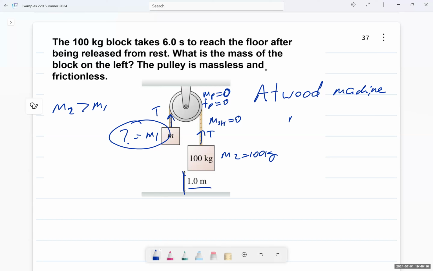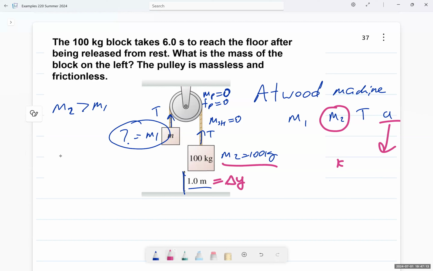And here, I give you mass of 2, which is 100 kilograms. I don't give you tension, but indirectly, I also give you acceleration. I'm telling you that indirectly because you're not told that acceleration is this, but you're told that starting from rest, it's going to accelerate exactly 1 meter in 6 seconds. So this problem kind of mixes it up a little bit. It gives you a way to solve for acceleration using kinematics.